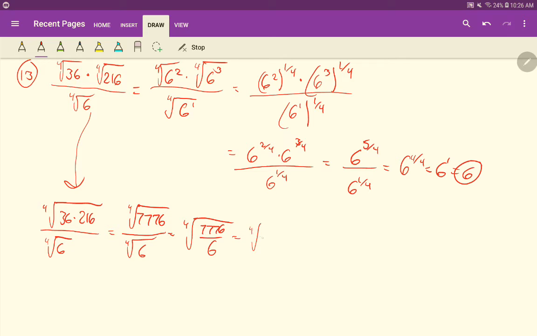Okay, which gives you the fourth root of 1,296. And then you can just do the fourth root of 1,296 in your calculator, or you could rewrite this as 1,296 to the 1/4 power, and then do that in your calculator. And then, of course, you get the same answer of 6, like you see right there. Okay, there's a couple different ways to do that.